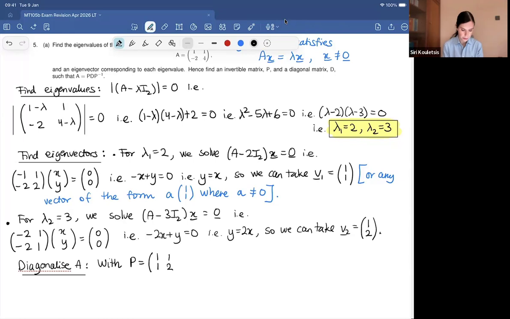So with P equals the following, and we will talk about how these are constructed. And D as follows, we have that A is the product P, D, P inverse. Notice here in the question, we are not asked to find P inverse, so we don't need to spend time on that. Now, what's important here in the construction?